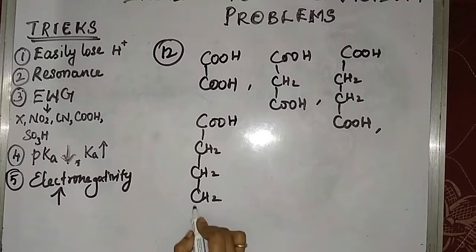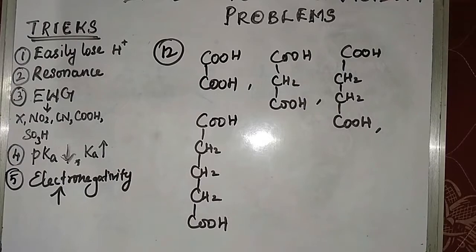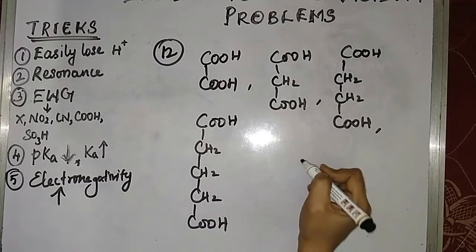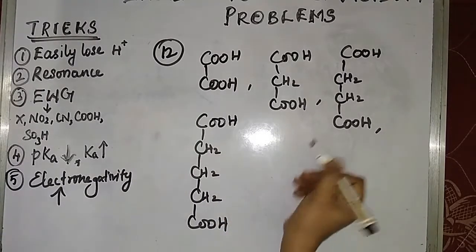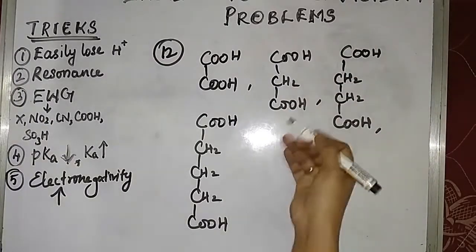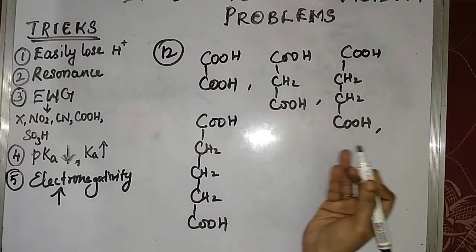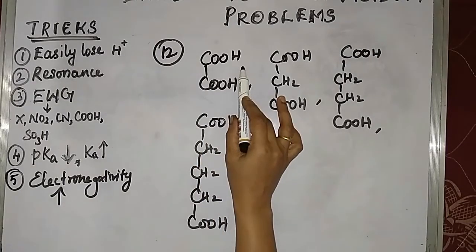From the structure itself we can easily know which one it is. But most of the time they won't give the structure like this. They will give you the name, and you have to find the structure. If you know the structure, you can easily find the answer. You very well know that in oxalic acid there is no CH2 group.